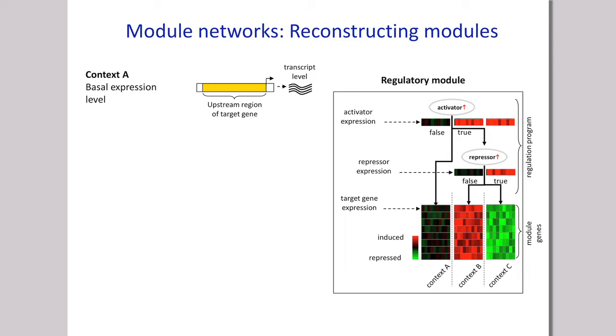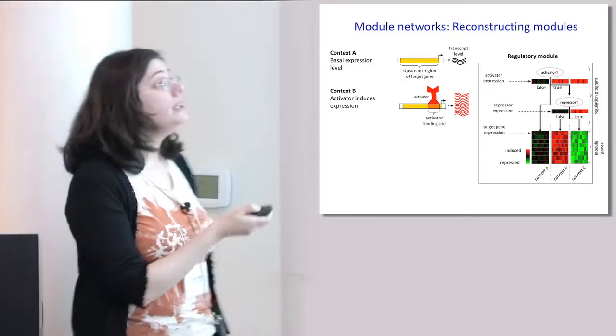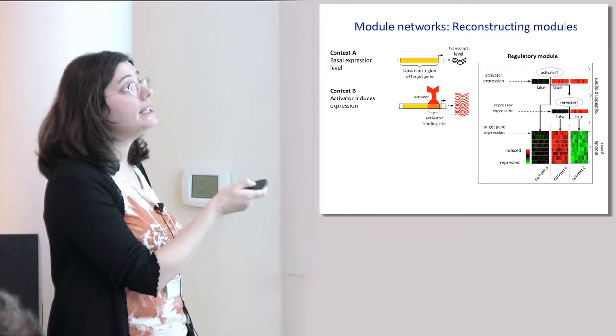Our story is going to begin with a gene. This is the gene. This is the region upstream of the gene that has sequences that are important for regulating its level. And this is the transcript level. And in some condition that we will call context A, the gene is expressed at what we will call a basal level. It means there are no special factors acting here, there's some RNA made. It's just a cartoon. Then in another condition, okay, the gene will be regulated by an activator.